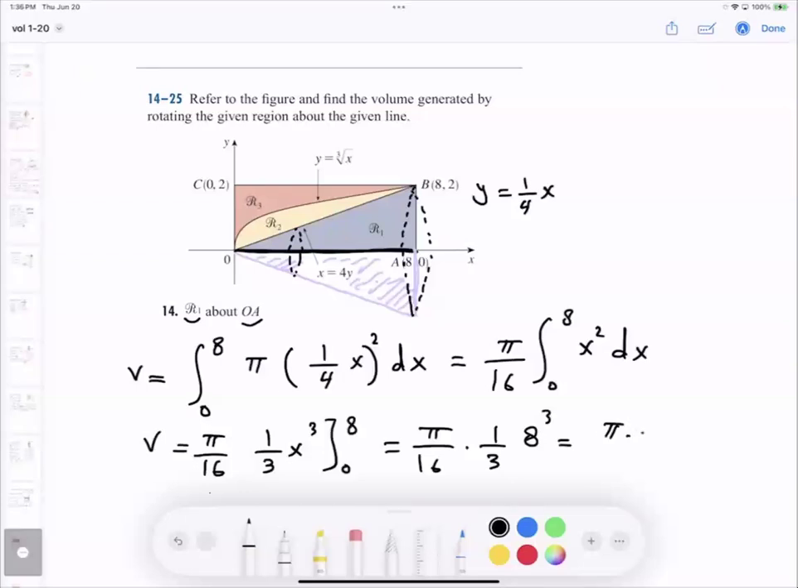So you have, divided by 3 times 16, which is 8 times 2. So you get a 4. 32 pi over 3 is the volume that we have here.